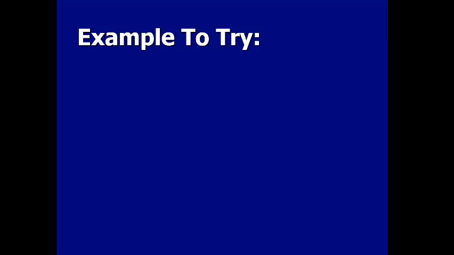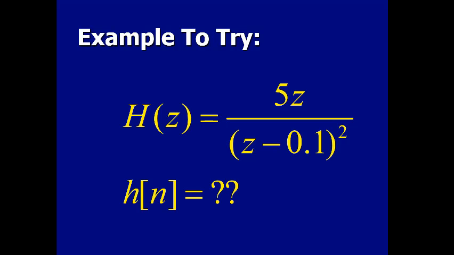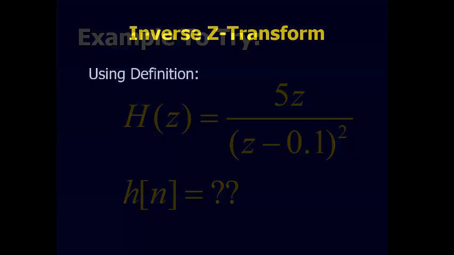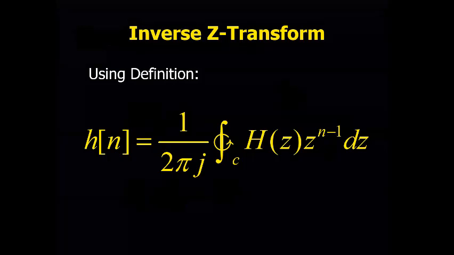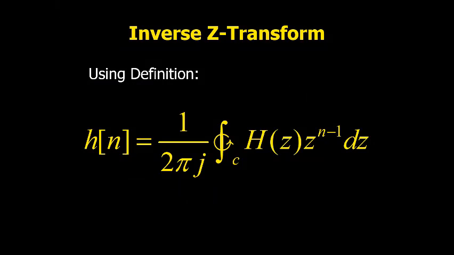To illustrate a couple of these different techniques, let's start with an example where our transfer function h of z is 5z divided by (z minus 0.1) quantity squared, and we want to know what is the unit sample response for this system. For that, we simply need to inverse transform our h of z. Now, we could start off by using the defining equation for the inverse Z transform, which if h of z is the Z transform and we want the inverse transform h of n, it's 1 over 2 pi j times the integral over a closed contour of the complex function h of z, z to the n minus 1 dz.